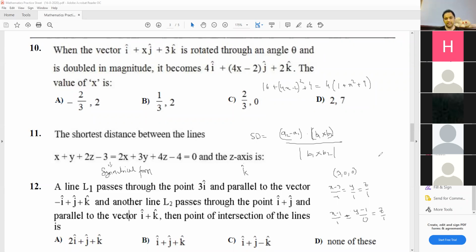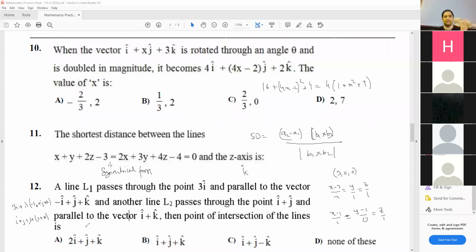Or you could do it in another way as well, using a little hit and trial. If you solve it in the vector form, what would be the equation in the vector form? L1 is 3i plus lambda times (-i plus j plus k), and L2 in the vector form would be i plus j plus mu times (i plus k). Since it is parallel to the vector i plus k, it is mu times i plus k. I hope everyone is okay with this.